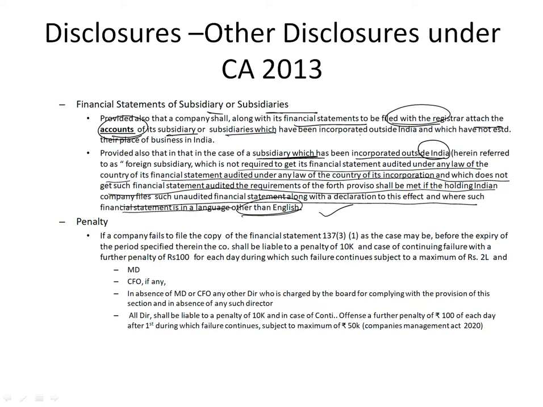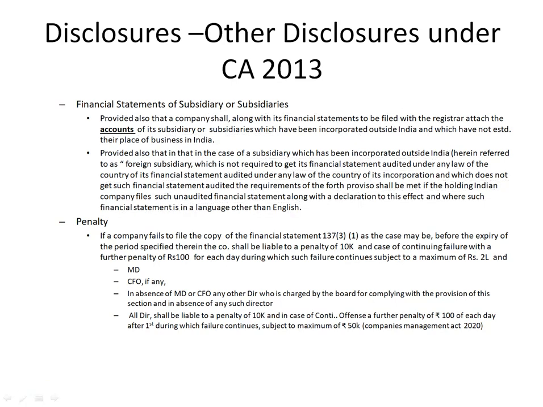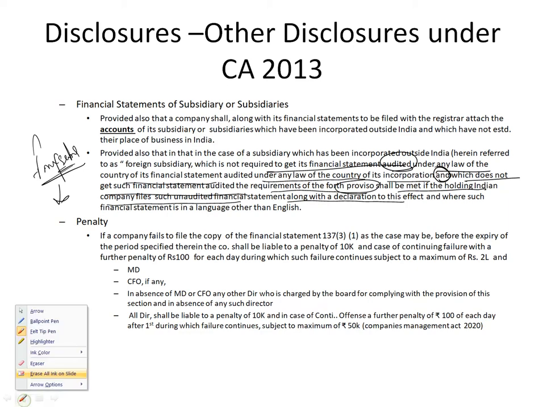Now, this is a little bit complicated to understand, so we'll break it down. How do we do that? In case a company has a foreign subsidiary, which is not required to get its financial statement audited under any law of the country where such subsidiary is incorporated, and which does not get such financial statement audited, the requirement of the fourth proviso shall be met if the holding company files such unaudited financial statement along with the declaration to this effect.